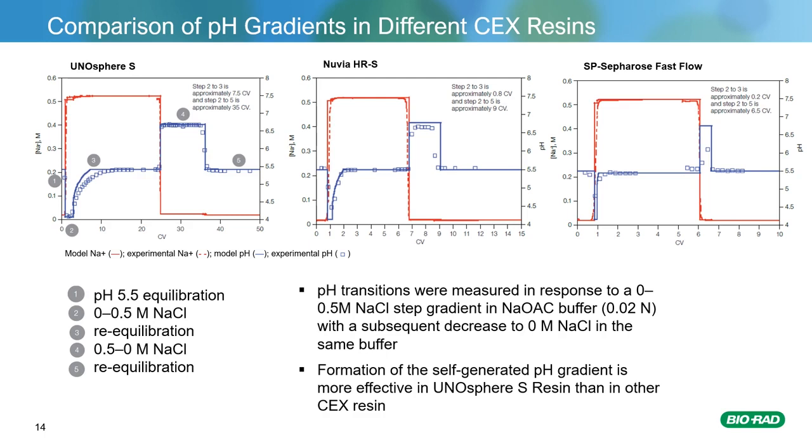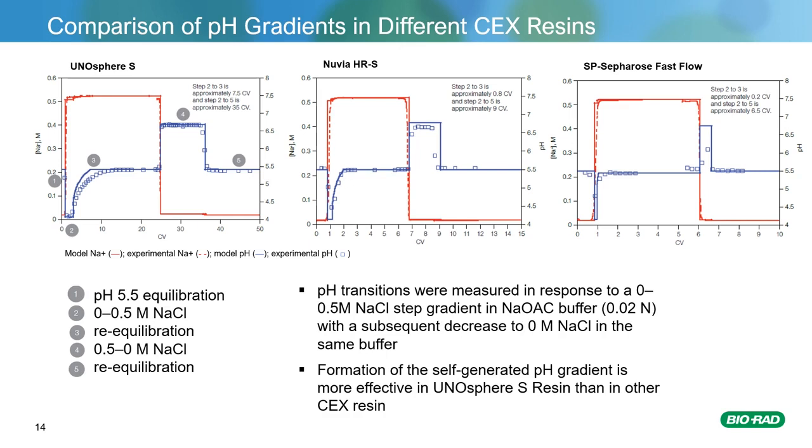However, the duration within which the pH returned to the operating pH of 5.5 varied significantly. The duration of the pH drop for Unosphere S was 7.5 CVs, in contrast to 0.8 CVs for Nuvia HRS and only 0.2 CVs for SP Sepharose Fast Flow. This difference between the duration of the pH gradients is, at least in part, dependent on the weak acid group content of the three resins. Unosphere S has the most carboxyl groups in its backbone. These carboxyl groups can contribute a high number of protons into the solution over a longer period of time, thereby increasing the duration of the pH gradient.